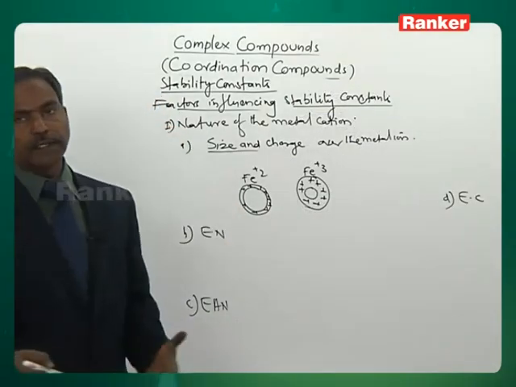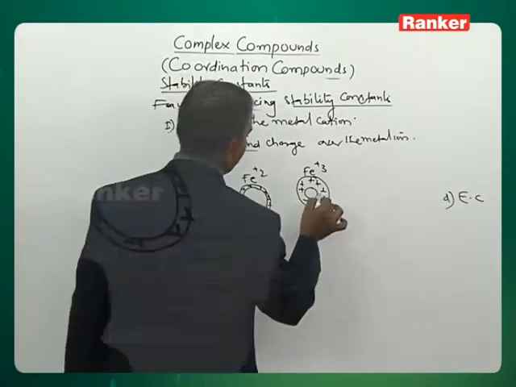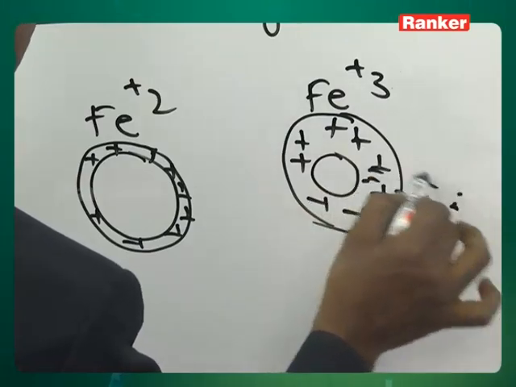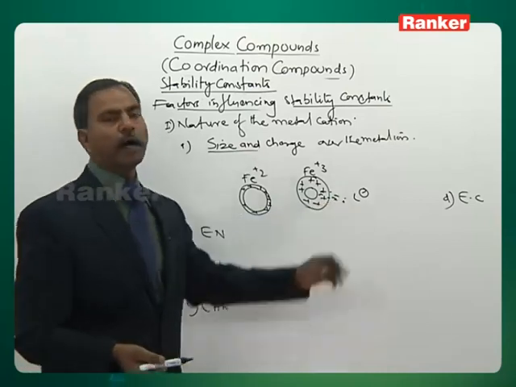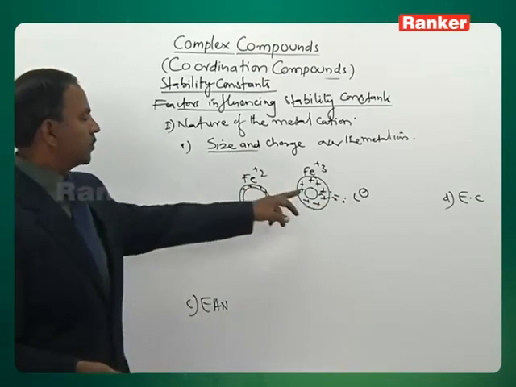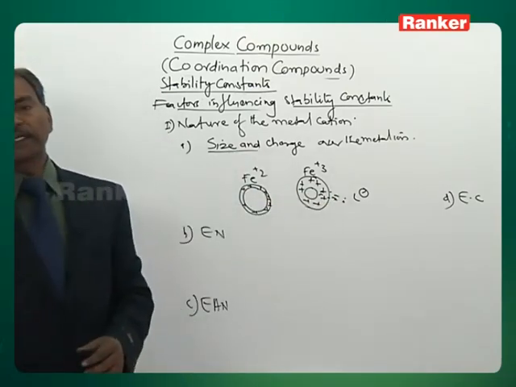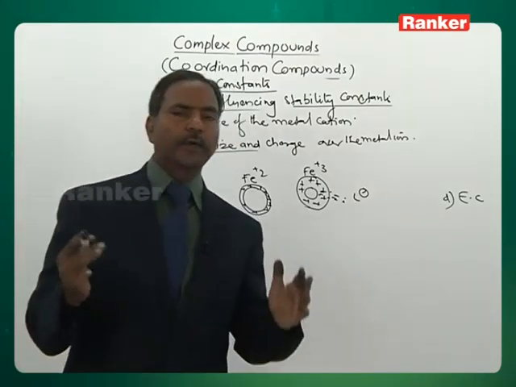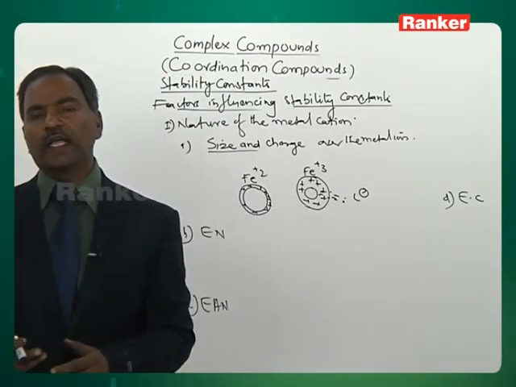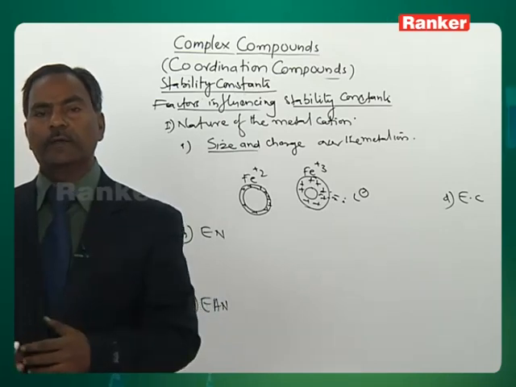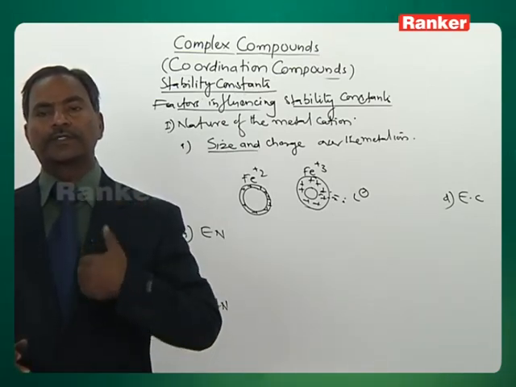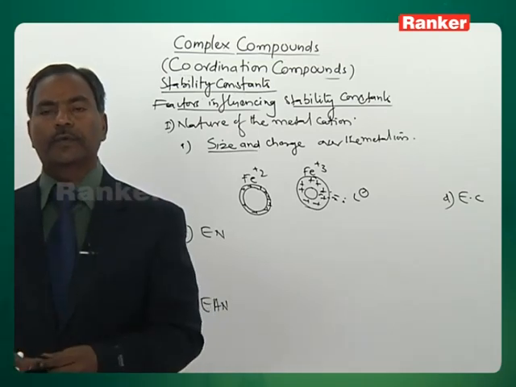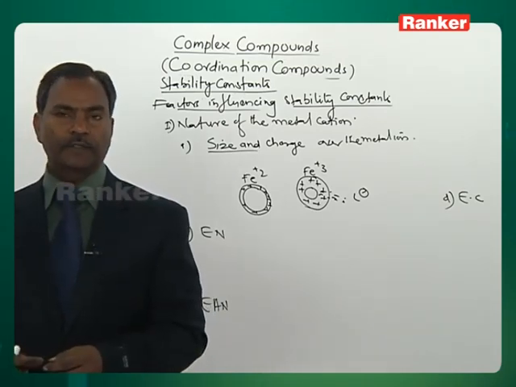The greater the charge density, it can easily show stronger electrostatic force on the negative ligand or any ligand, then strength of the bond will be high. Therefore, a smaller cation possesses greater charge density, it can show greater electrostatic force on the ligand, strength of the bond will be high. Therefore, a metal cation with smaller size possesses greater charge density and produces a highly stable complex.